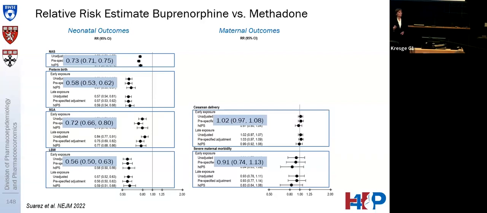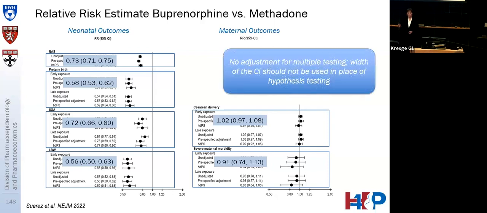The other thing I wanted to draw your attention to is the width of the confidence interval, right? Because we're dealing with these large numbers here, these effect estimates are pretty precisely estimated. But in this study and in any of these studies that are being conducted, there's really no reason to do adjustment for multiple testing. But we also have to be careful when we interpret these confidence intervals that we don't use them as a replacement for significance testing. We really just want to look at the precision with which these effects are being estimated.